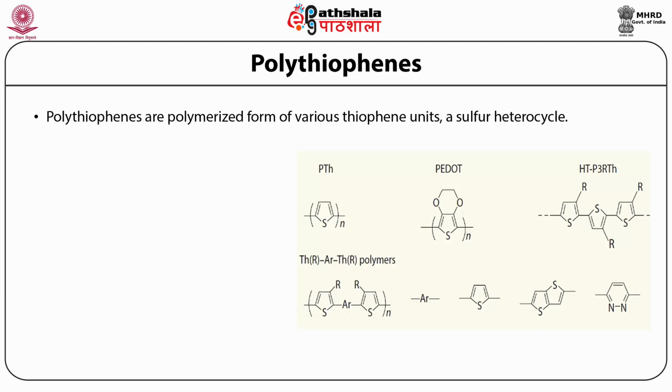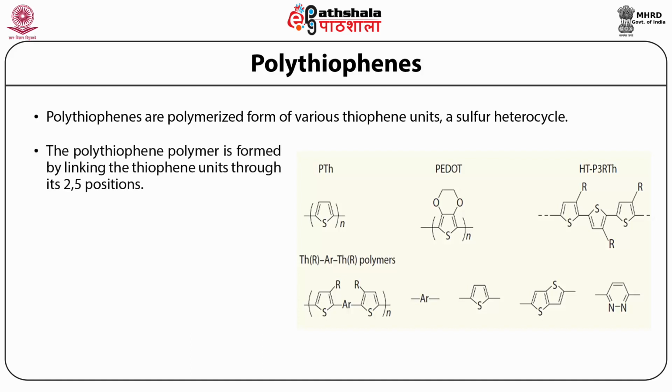The basic mer unit is the sulfur-containing heterocyclic compound with the formula C4H4S called thiophene. The polythiophene polymer is formed by linking the thiophene units through its 2,5 positions.